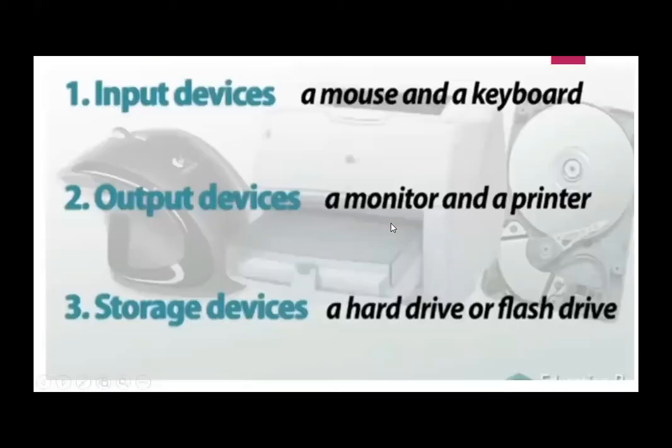Now, move to the next one. Input devices like mouse and keyboard are the main devices called input devices. Mouse and keyboard are the most main input devices used to give input to the computer. Output devices are monitor and printer. Both are the main devices attached to the computer. And storage devices are hard disk and flash drive. Storage means to store. This topic we learn in the next class, but today we discuss only input and output devices.